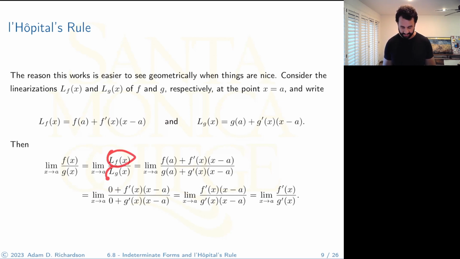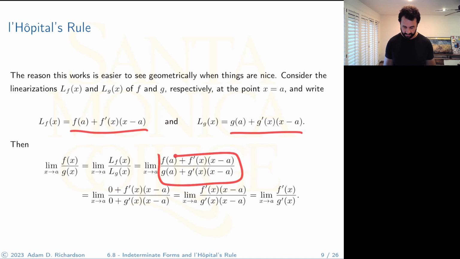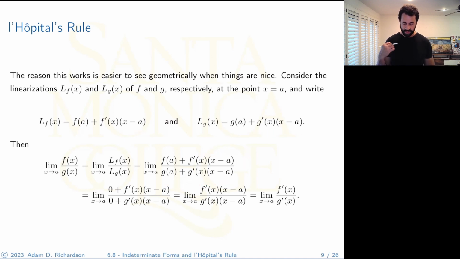In particular, because these things are continuous there. They're continuous at a. Now, because they're just lines, right? Lines are continuous. Now we're just going to substitute the formula for these linearizations. There we go. But remember that f of a is equal to 0, and g of a is also equal to 0 because we have the indeterminate form 0 over 0. So then when we substitute those, we get this.